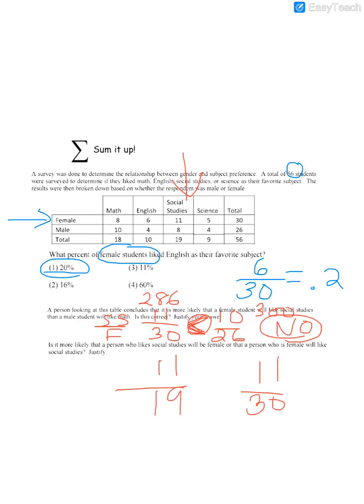And again, let's do my cross product. So 30 times 11, I get 330. 19 times 11, so we're going like this across. 19 times 11, I get 198. So I got this way this time. So this time, it is more likely that a person who likes social studies, I'm going with the first one. And there's my justification by showing the math that goes along with it.